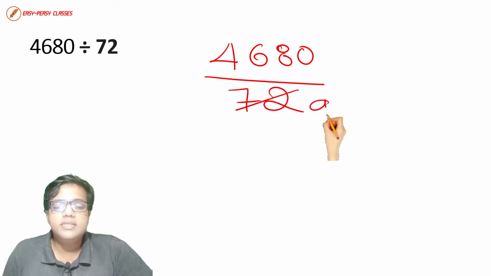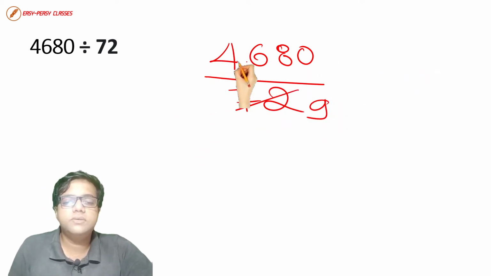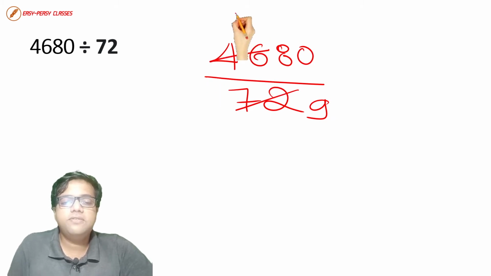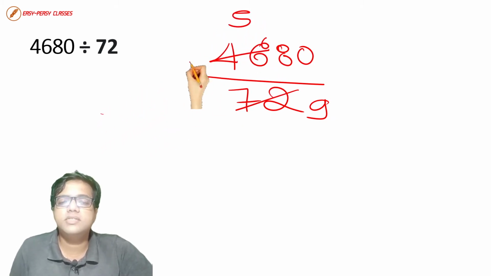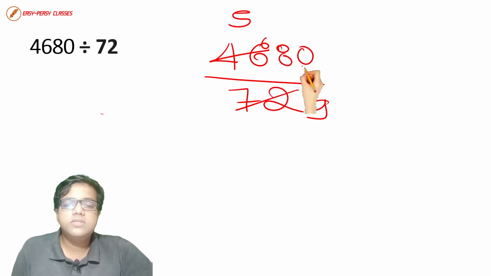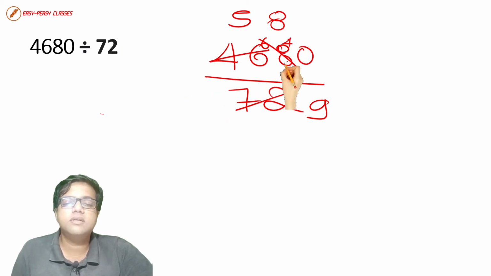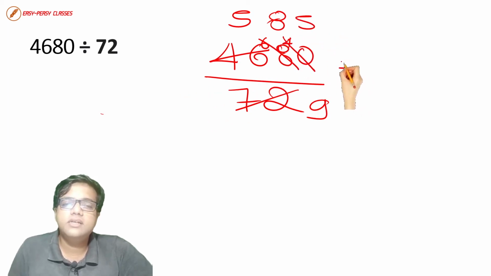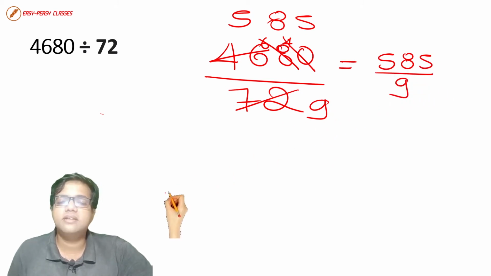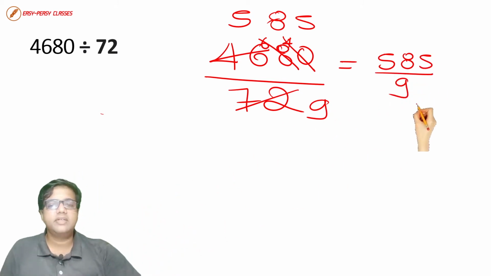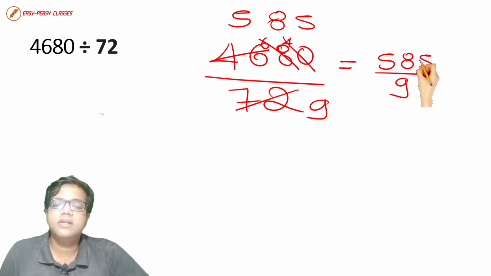8 9s is 72. 46 is there. 8 5s is 40. 6 is the remainder. 46 minus 46. So 68 is there. 8 8s are 64. 4 is the remainder. 8 5s is 40. So you will get 585 divided by 9. Now we can divide it by 9 very easily.